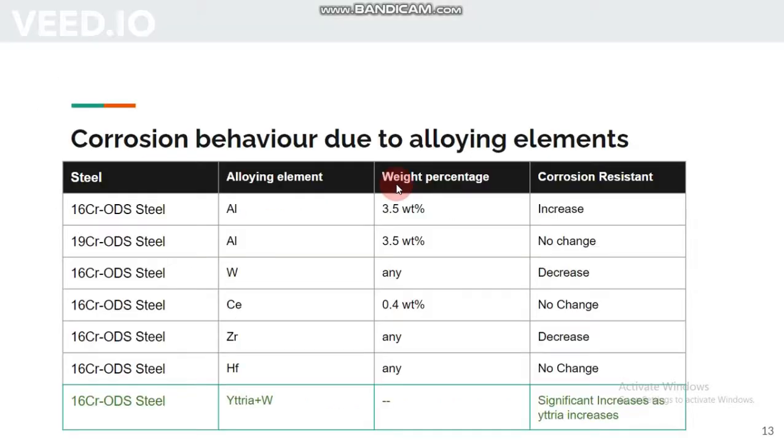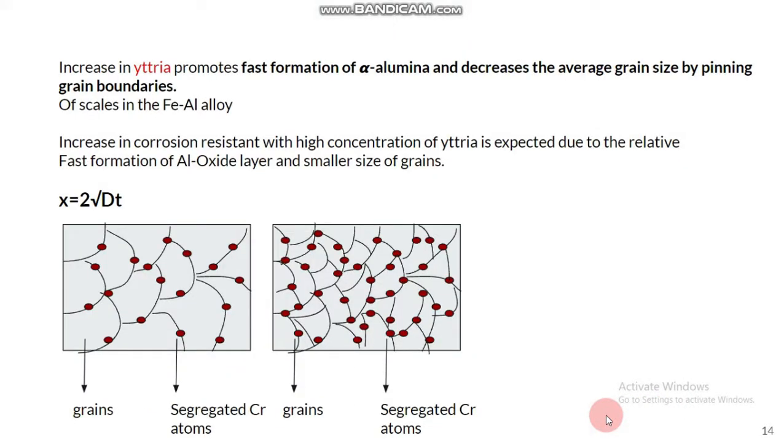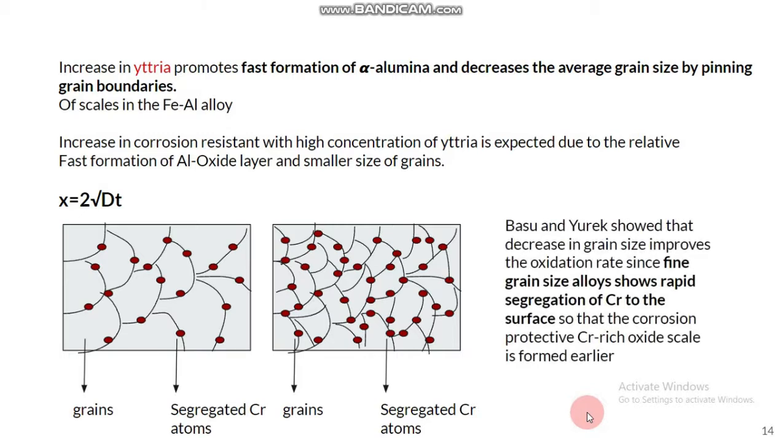After testing several alloying elements in the 16 chromium ODS steel, it is concluded that tungsten, when added in any proportion, decreases the corrosion resistance, but when it is added with yttria, it shows significant increase in corrosion resistance with increase in yttria. Increase in yttria promotes fast formation of alpha alumina and decreases the average grain size by pinning grain boundaries. It is also shown by Basu and Urek that decrease in grain size improves the oxidation rate, since fine grain size alloys show rapid segregation of chromium to the surface, so that the corrosion protective chromium rich oxide scale is formed earlier.